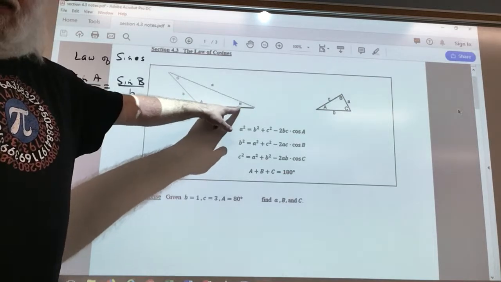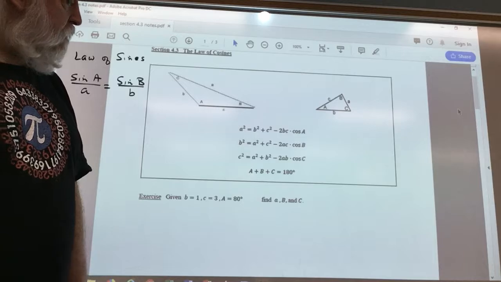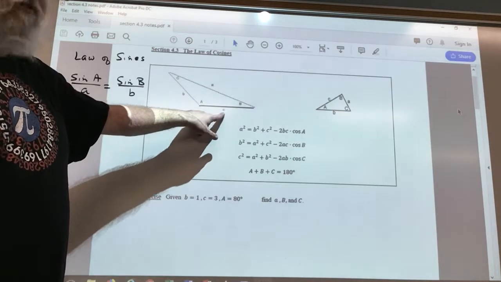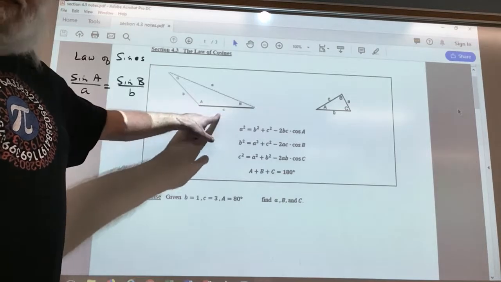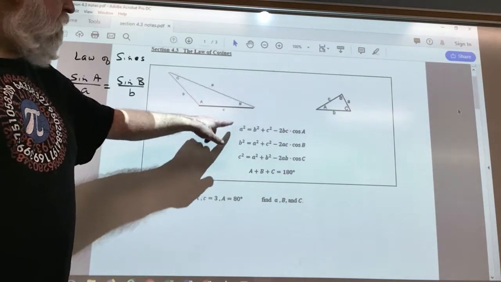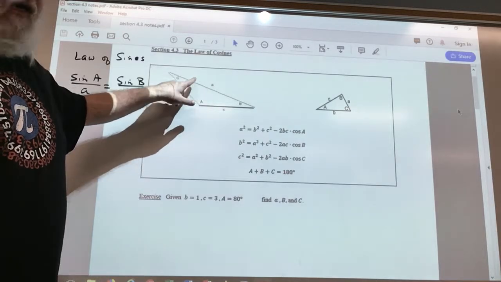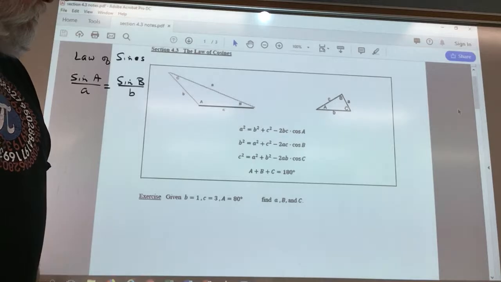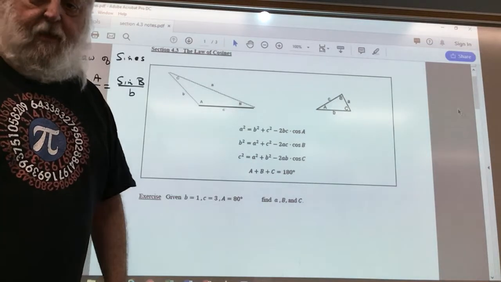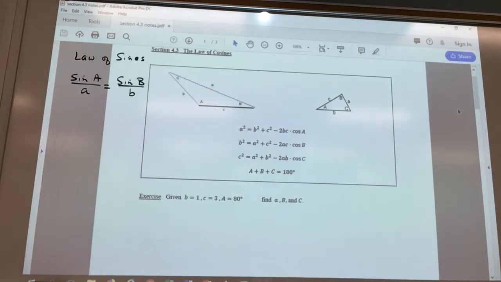So given the three sides of an oblique triangle, we can use the law of cosines to figure out what angle A is, what angle B is, and what angle C is. And also, given two sides of an oblique triangle and the angle between the two sides, we can use the law of cosines to figure out the length of the missing side and the size of the two missing angles. And so we're going to demonstrate that with examples in this exercise.